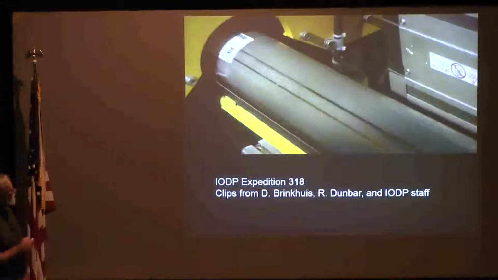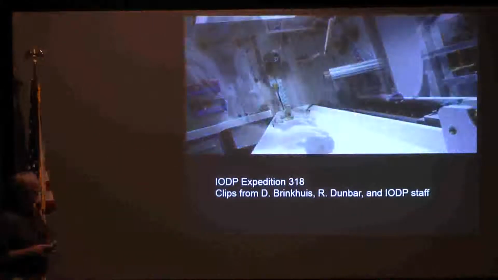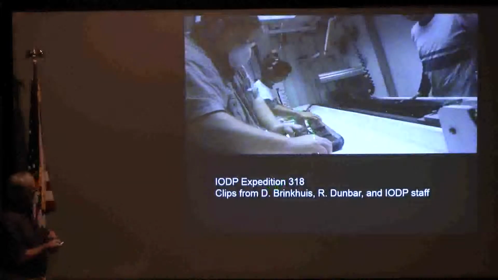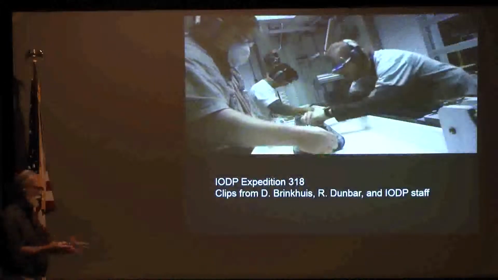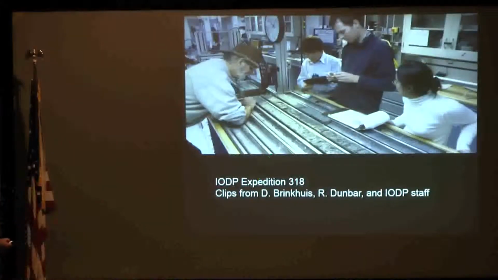Before you cut the core open, it's going through the nuclear gamma system. Here it gets split, and at that point, scientists can go out and sample the material. We photograph it, we describe it, we make microscopic slides to see what it's all made out of.